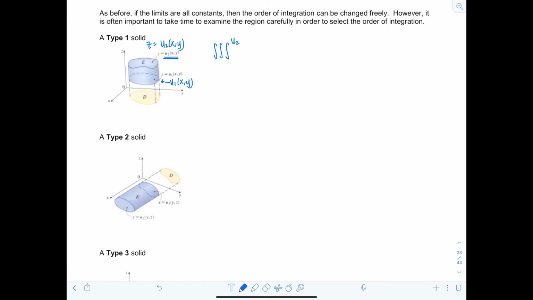That's determining the bottom. So if you take the difference between the two, that'll give you the height of it. So u sub 2 is the upper limit, u sub 1 is the lower limit. And then the outer two, you would get those limits from the region D. And so you would have dz first, and then you could either do dx dy, or you would have dz first and then dy dx. It really depends on D, which of these two orders you do, dx dy or dy dx.